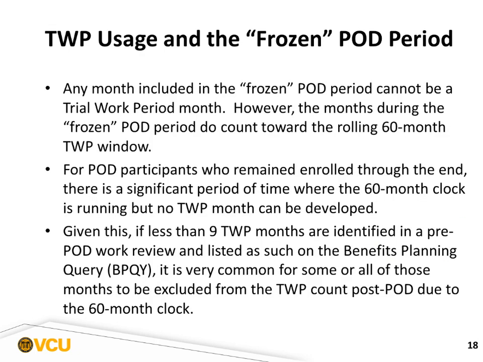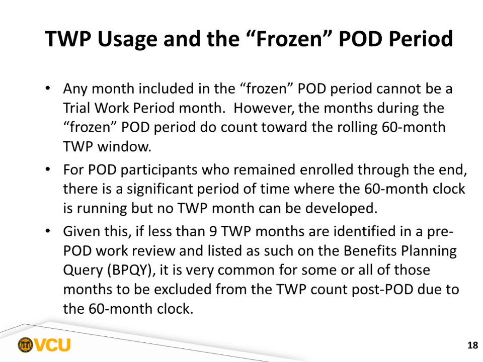Slide 18. So here on slide 18, we have these two concepts, the frozen POD period and the rolling 60-month TWP window. Even though TWP months do not count during the frozen POD period, the 60-month clock is still running. Why does that matter? Well, consider this. If you only used 3 months and you enrolled in POD and you became unenrolled 5 years later, at that point, Social Security is going to look backwards for a full 60 months and see those 3 months that were used before enrollment in POD, those didn't occur all within the same 60-month period. They're going to fall off. We're going to forget about those and we're just going to move forward.